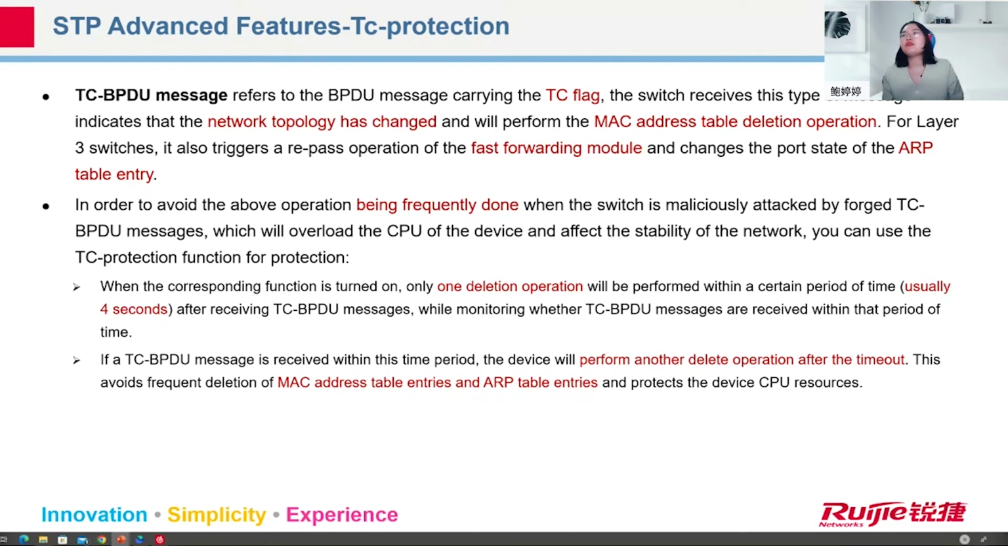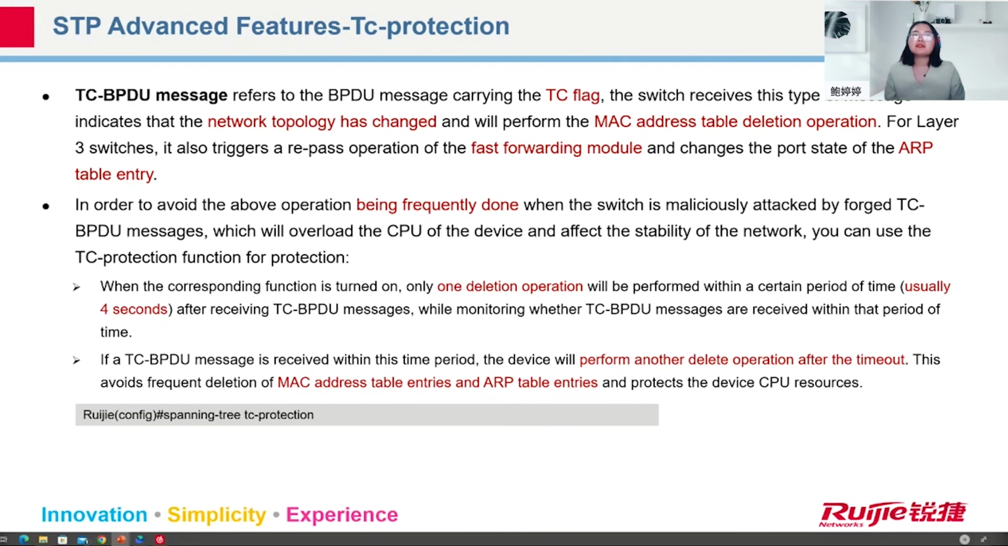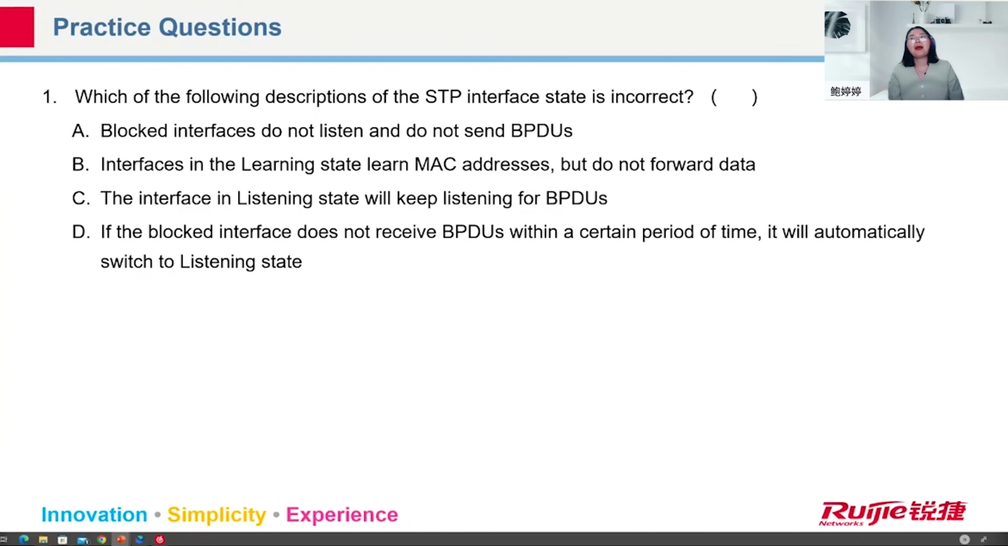Because about this table, if it's empty, about the MAC address, we will do the flood. About the ARP, if your ARP table is empty, maybe I will send out lots of ARP packets to ask the destination what's your MAC address to let me know again. So this is the feature. And the command is, in the global, enable the spanning tree TC protection. Okay. So this part about the STP, and here is a question.